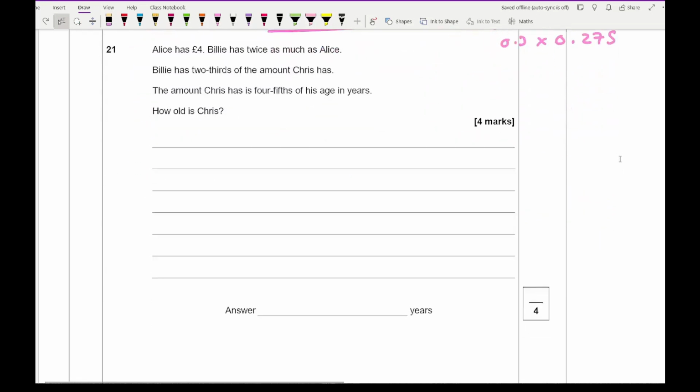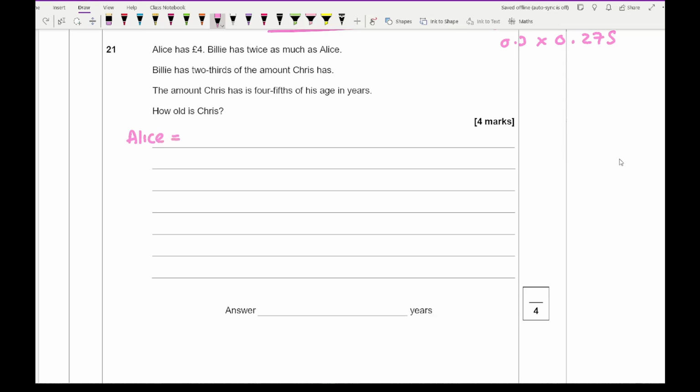Moving on to question 21, it says, Alice has £4, Billy has twice as much as Alice, Billy has 2/3 of the amount Chris has, and the amount that Chris has is 4/5 of his age in years. How old is Chris? So for this, what we need to do is, first of all, let's just write down the facts that we know given in the question.